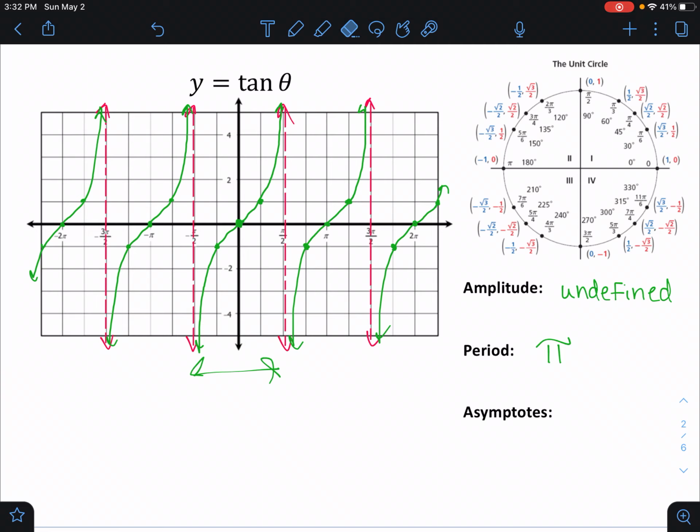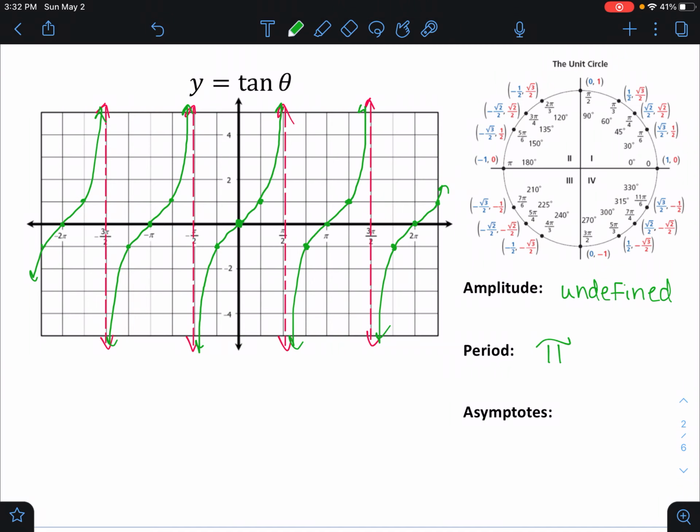Now, one thing to note is even though the period is pi, the graph is sort of split in between. Notice you can see half of it is on this side and half of it is on this side of the y-axis. So you can see a half pi from here and a half pi this distance here. So that pi is split sort of in half.